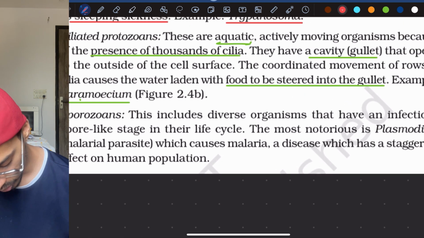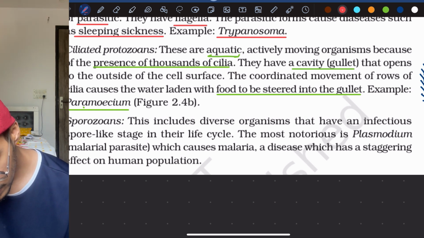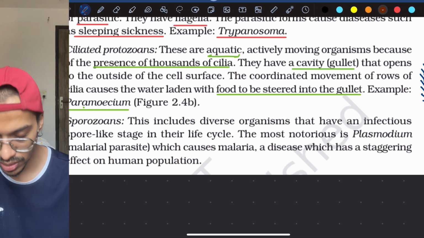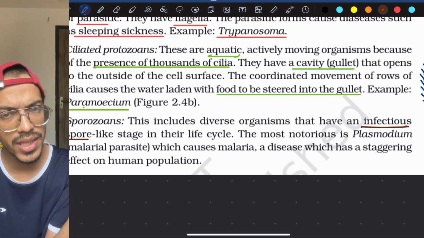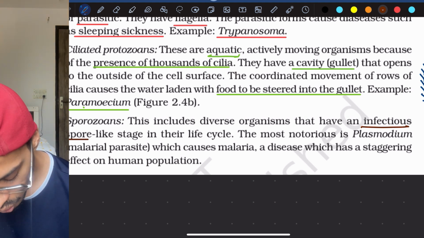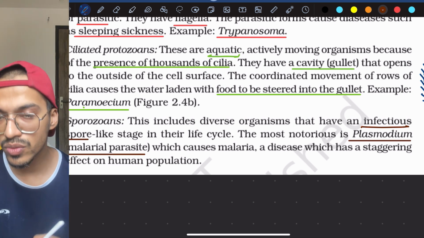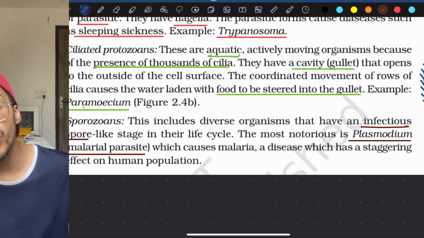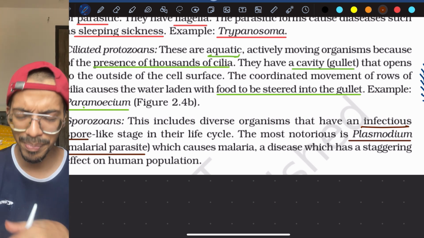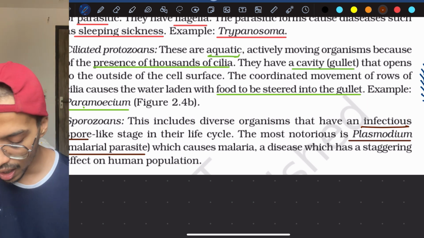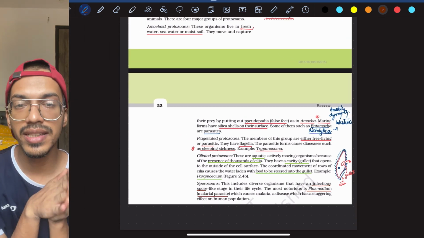And the last is sporozoans. What about the sporozoans? Sporozoans include diverse organisms which have an infectious, spore-like stage. Spores would be formed in their stages. An example is Plasmodium, which causes malaria. We will learn about this in detail. Protozoans are parasitic, and their parasitic forms will be learned more about in the 12th class, but here the basic things have been given to you. With this, our Kingdom Protista is over.